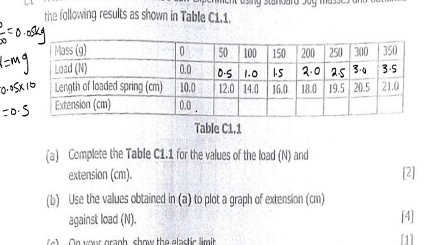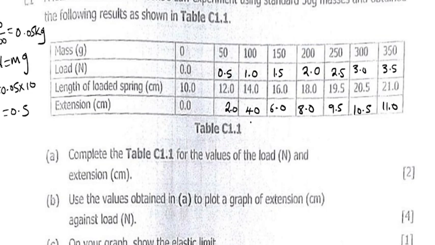You come to extension. From 10 to 12, what's the difference? The difference is 2.0. From 10 to 14, the difference is 4. From 10 to 16, the difference is 6. From 10 to 18, the difference is 8. From 10 to 19.5, the difference is 9.5. From 10 to 20.5, the difference is 10.5. From 10 to 21.0, the difference is 11.0.